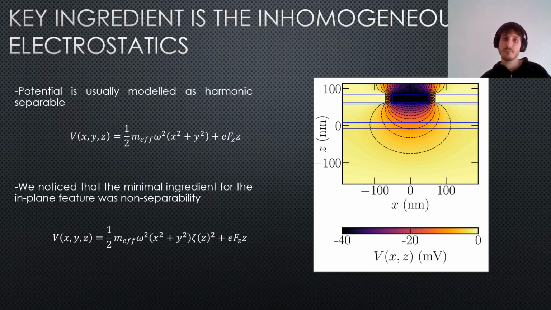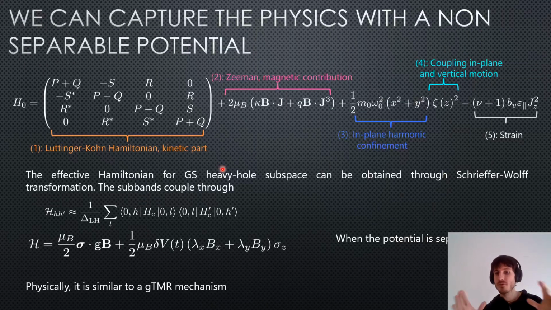depending on the vertical electric field as it happens in reality, you can go ahead and perform perturbation theory with the convoluting Hamiltonian and extract an effective Hamiltonian for your heavy hole that can now allow Rabi oscillations when the magnetic field is in plane. It will be very similar to a GTMR mechanism in the sense that you are deforming the dot inside this non-separable electrostatic field.